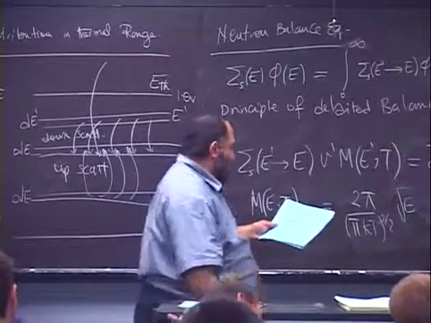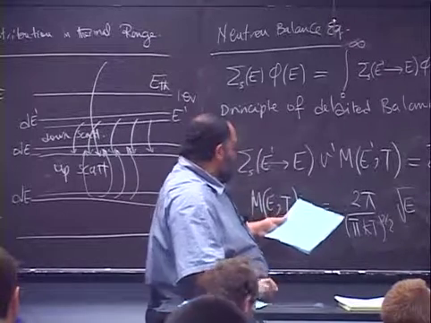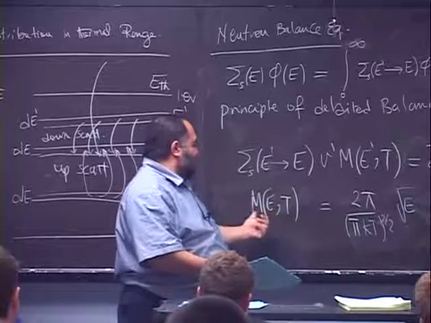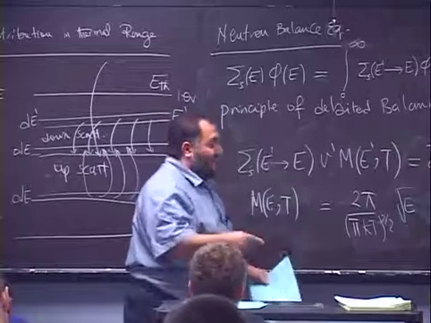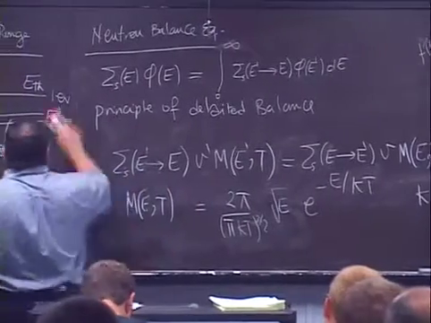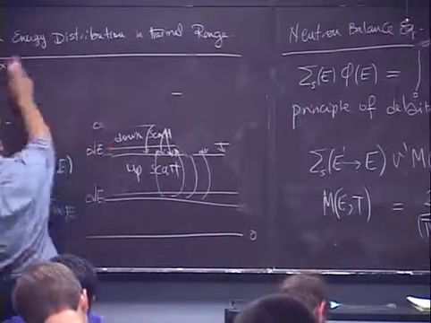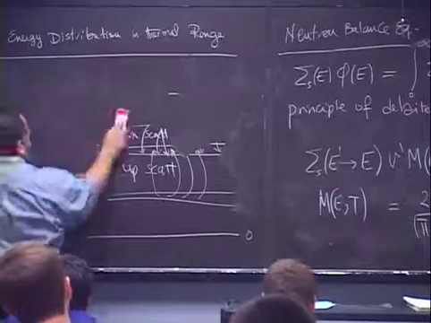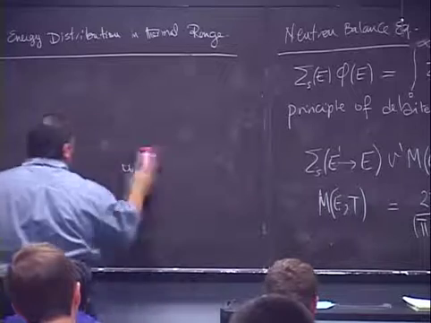Sometimes, by the way, this is M of E and T. In the book, they can also write it as M of V and T. Okay, guys, M of V and T. In order to transform between M of E and M of V, you knew that the total number of neutrons scattered between energy E and E plus delta E is the same as scattering between velocity V and V plus delta V. Yes, guys?